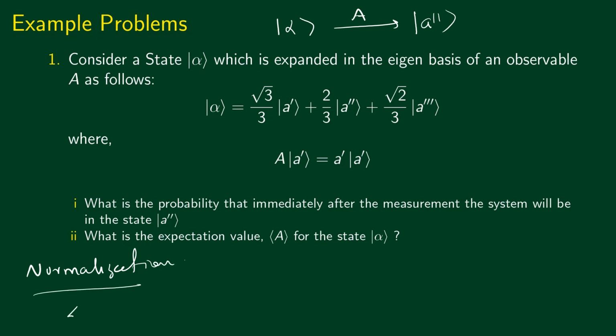We'll do it this way. If the state is normalized, that means that bracket alpha alpha is equal to 1. That can be checked easily. Let's do all the steps so that these things become clearer. Later on, we can do it in an easier way, which I'll explain. We have ket alpha given here. Let's find bra alpha.